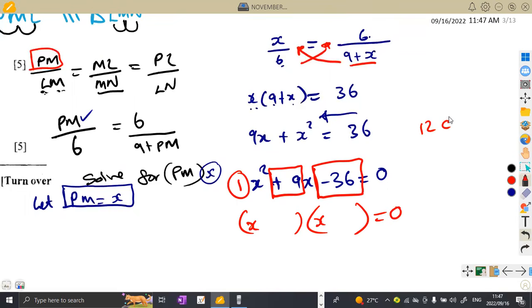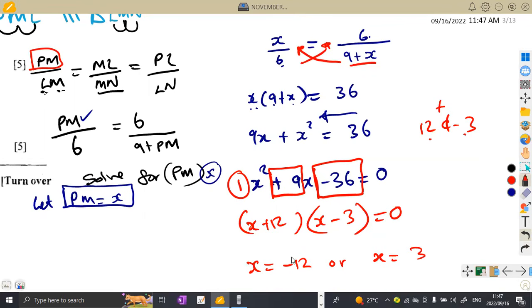So we've got 12 and negative 3. 12 times minus 3 is minus 36. 12 plus minus 3 is 9. So therefore, each bracket is supposed to be equal to 0. So X will be equal to minus 12, or X will be equal to 3.